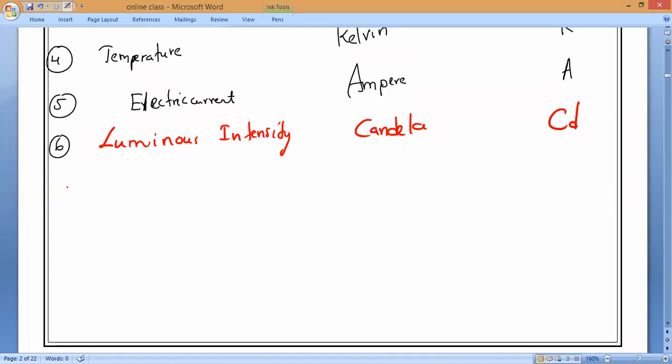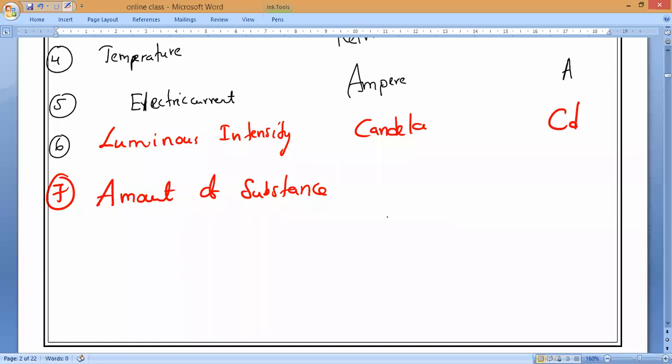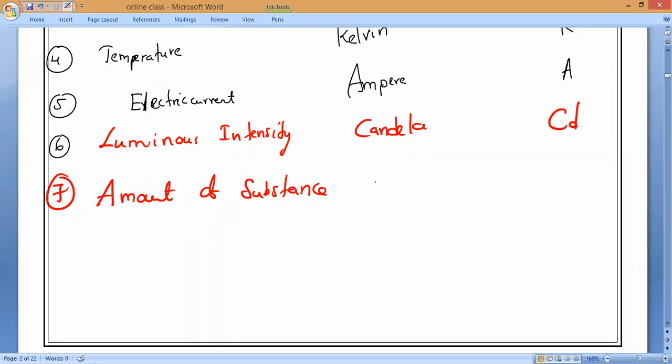Next, as we all know, amount of substance. In class 9, chapter 3, to measure the amount of substance, we use a new concept, and only numericals will be solved in that chapter. To measure how many particles, how many grams. Pradosh, class 9, chapter 3, what is that concept? The mole concept. And the SI unit is mole, symbol is mol.